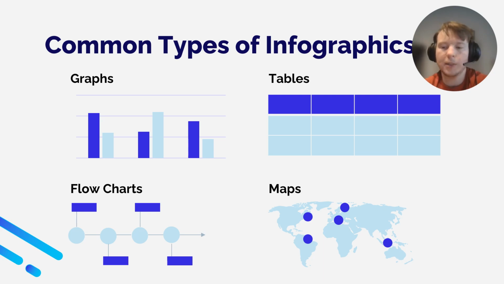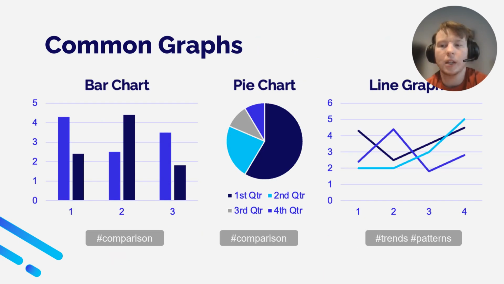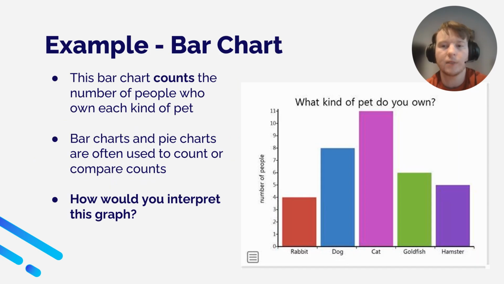A few common types of infographics that we're going to go over. First of all, on the largest scale, we have graphs, we have tables, we have flowcharts, we have maps. There are probably other infographic types that we don't include here, but these are the big ones. If we go further into some common graphs, we might see bar charts. Those are going to be common. We might see pie charts. We might see line graphs. And we'll delve a little deeper into each of these examples.